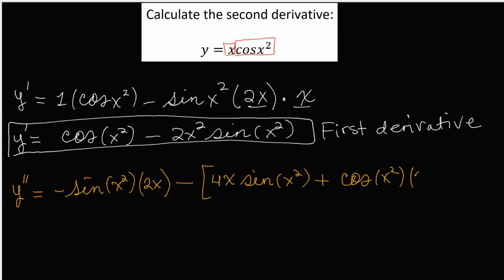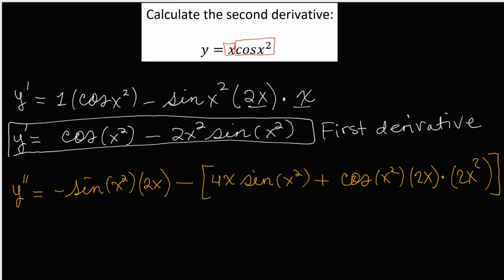times the inside function, which would be 2x, because that is a composite function, so I have to apply the chain rule, multiplied by the first, which would be 2x squared. And that is that second derivative. What can we do to that?